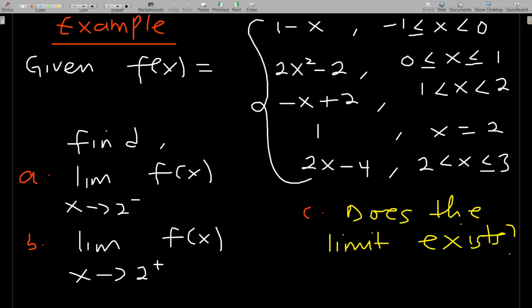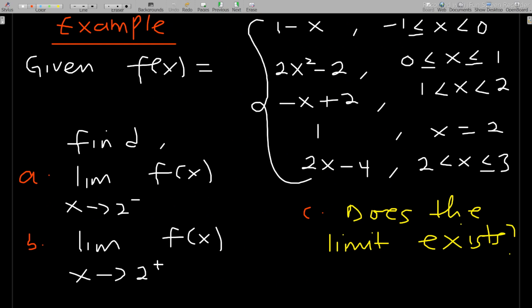This is an example of a piecewise function. Given f of s equals 1 minus x for the first one, this is a condition within the range of this, and 2s squared minus 2 within the range of that. I hope you can see it.